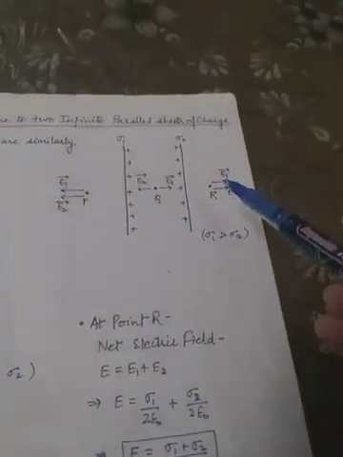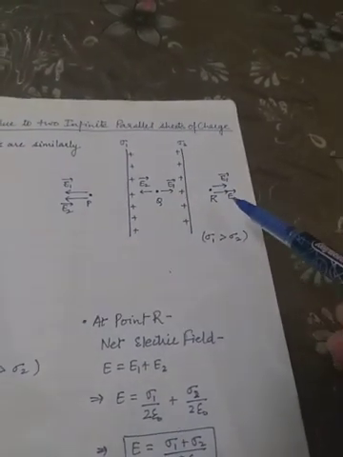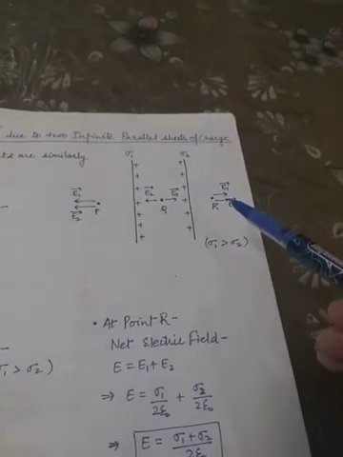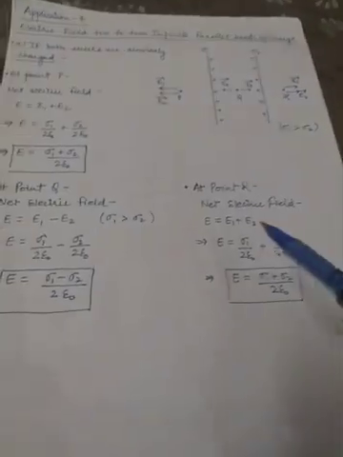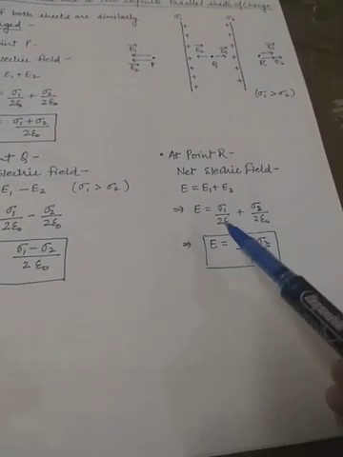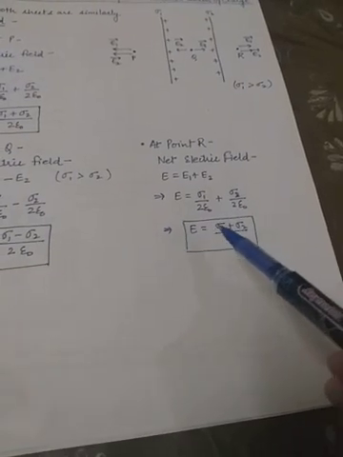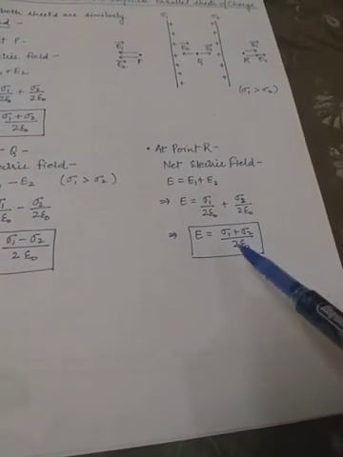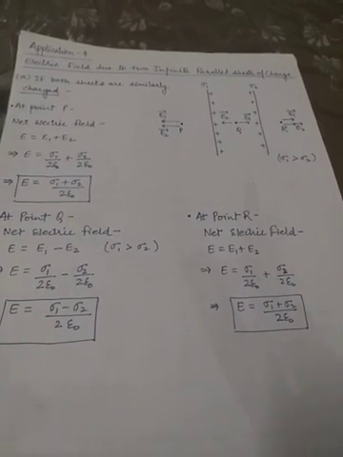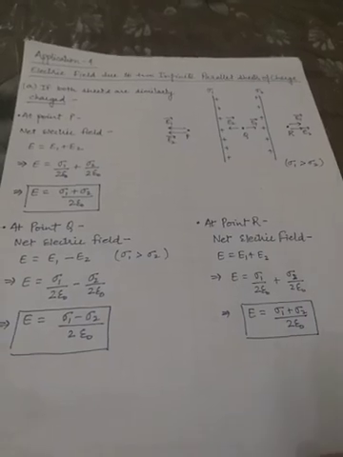Now moving towards point R. Here again two electric fields. Similarly like point P, at R, again those two electric fields are in same direction. So E is equal to E1 plus E2. E is equal to sigma 1 upon 2 epsilon naught plus sigma 2 upon 2 epsilon naught. E is equal to sigma 1 plus sigma 2 upon 2 epsilon naught. This is intensity of electric field due to two parallel sheets of charge if they are likely charged.